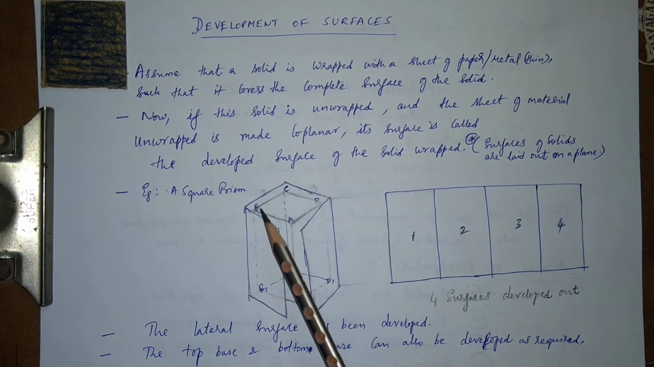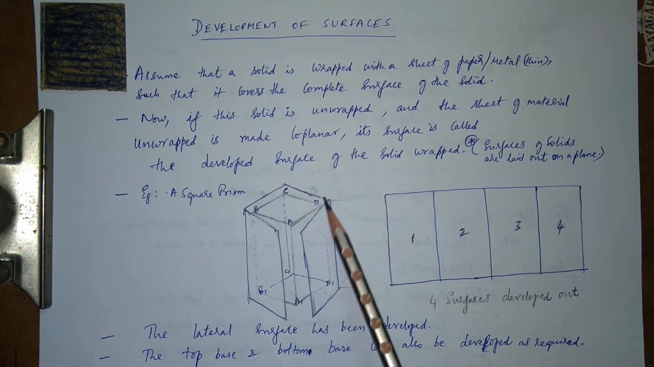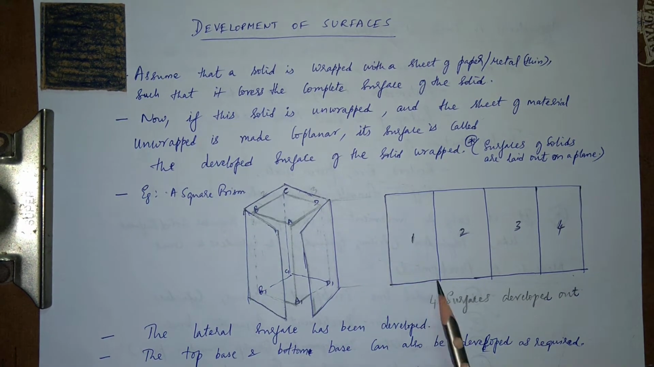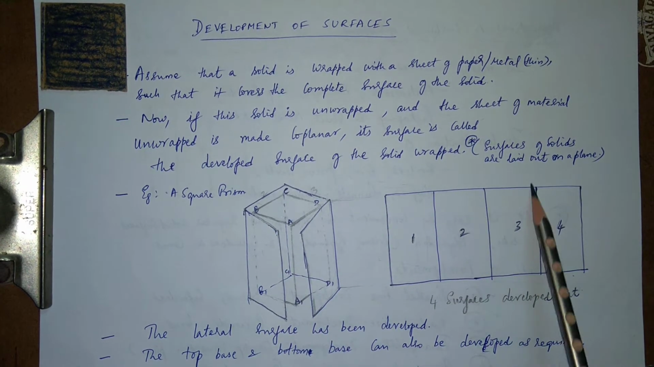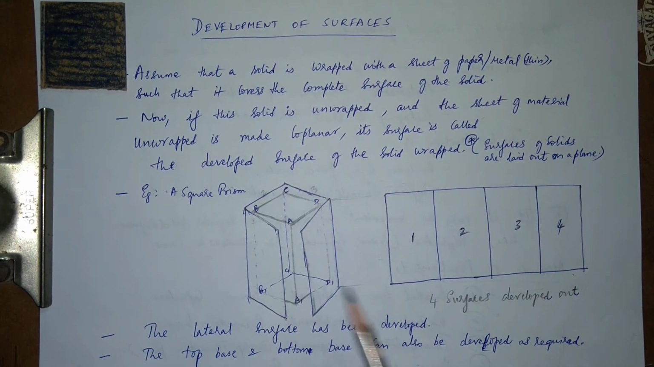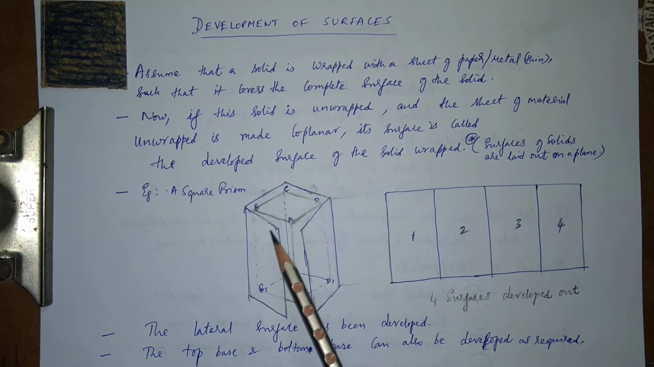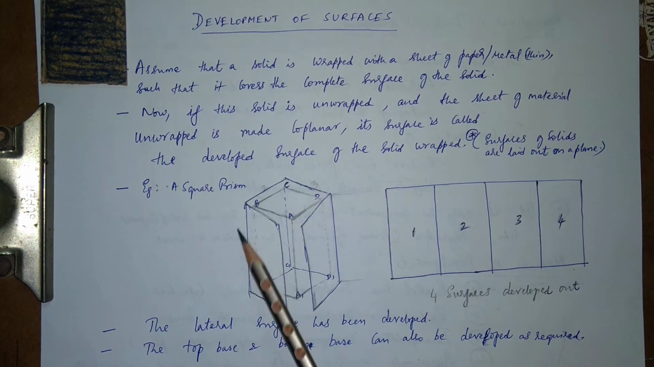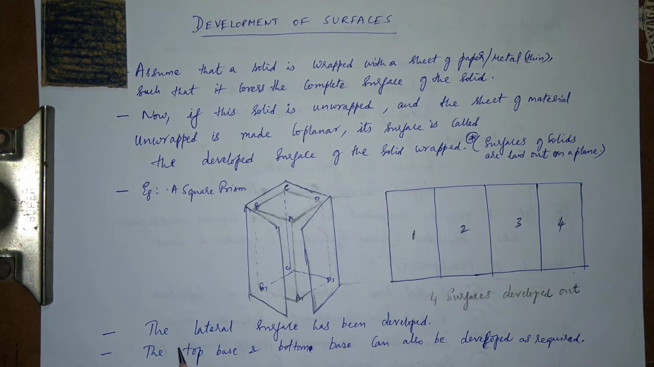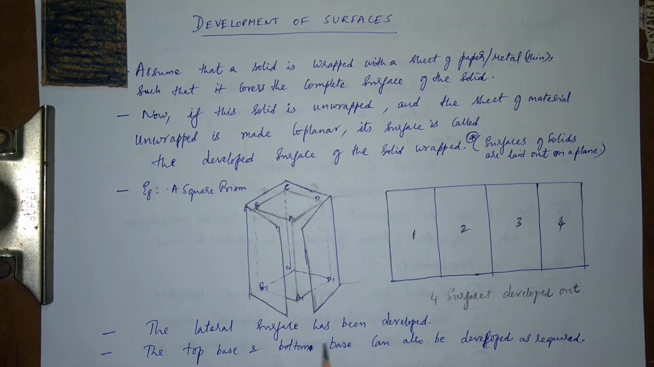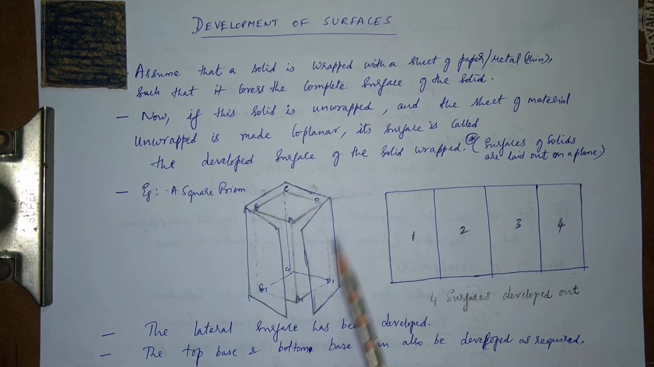Now this one, if it opens out, this will form out. This is like one rectangular face. This is number 1 here. I named it number 1 here, number 2, number 3, and number 4. These are the 4 rectangular faces which are unwrapped from the square prism. This is what it is. This is called the development of the square prism. So basically the lateral surface of the square prism has been developed. So lateral means the surrounding surface of the square prism.